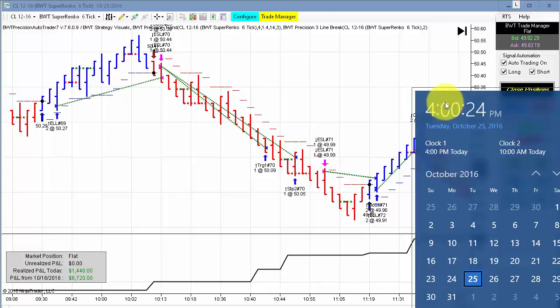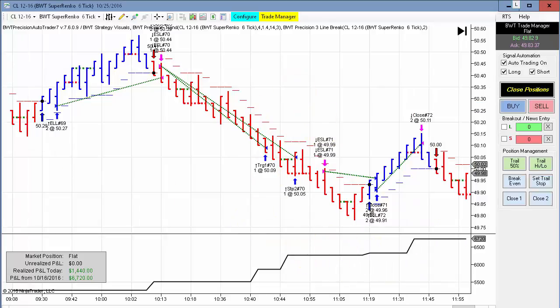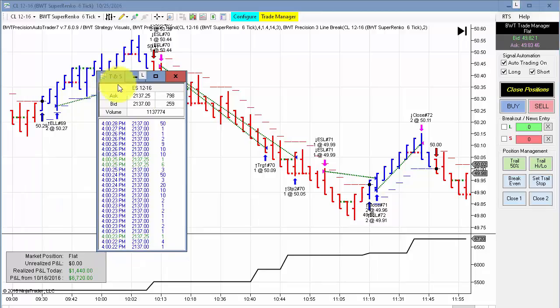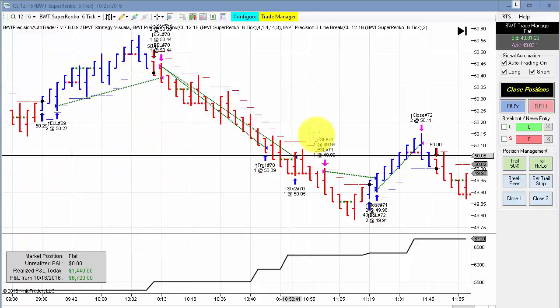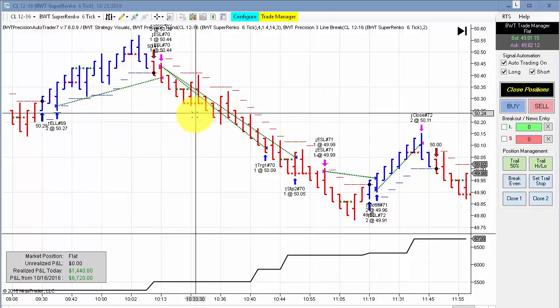I want to bring over the time and sales, and we can see the E-mini S&P currently trading at 2137. It was a fantastic day for the auto trader today, but before I begin, first the required disclaimer.